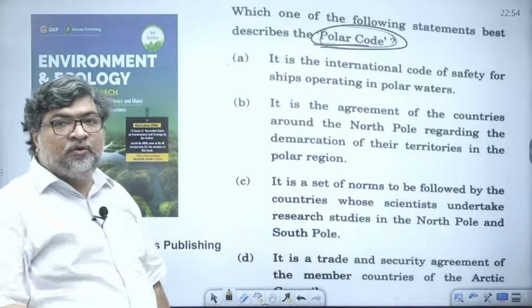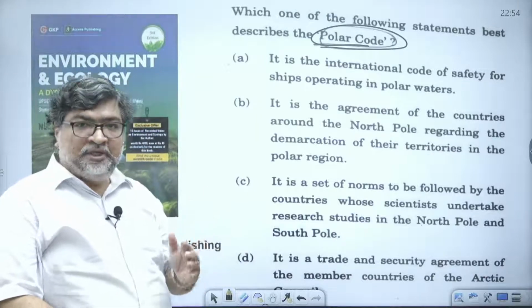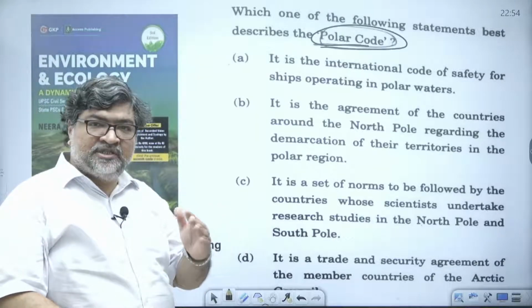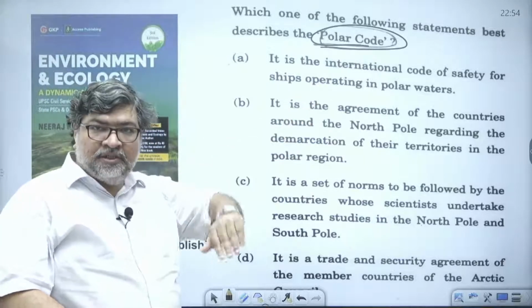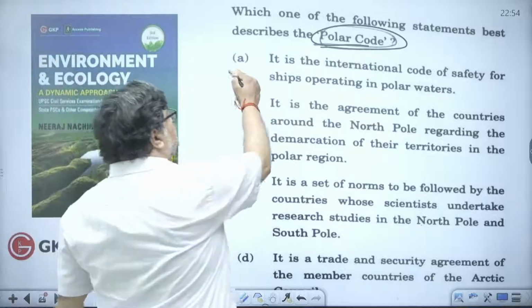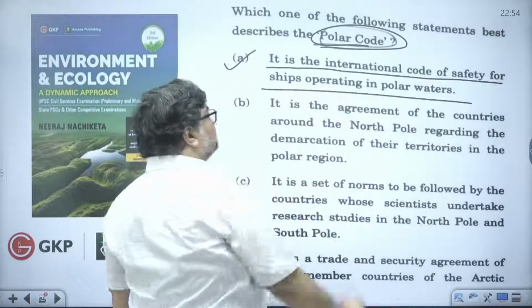The statement described is the Polar Code. It is linked with the shipping industry, the International Maritime Organization, and the safety of ships which go through the polar waters, that is, the Arctic Ocean and Antarctica. So here the correct answer is A. It is the International Code of Safety for Ships Operating in Polar Waters.